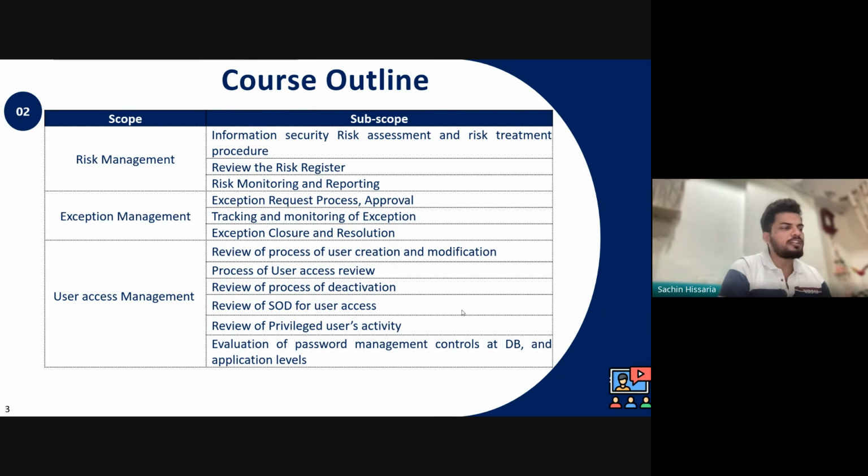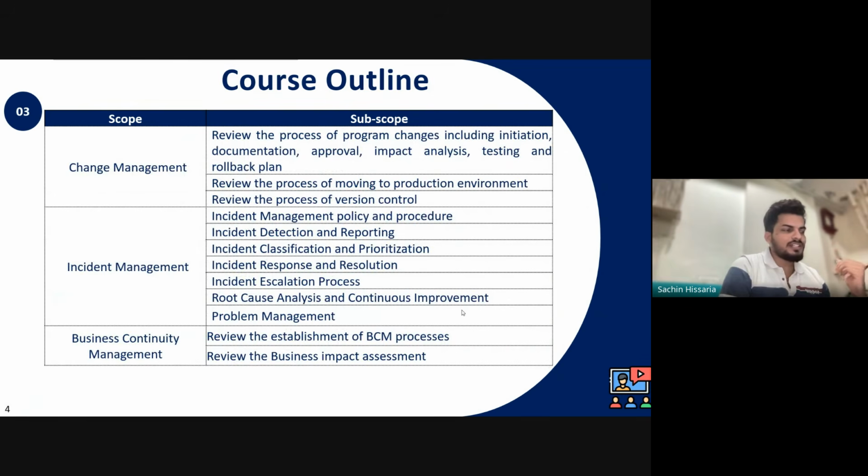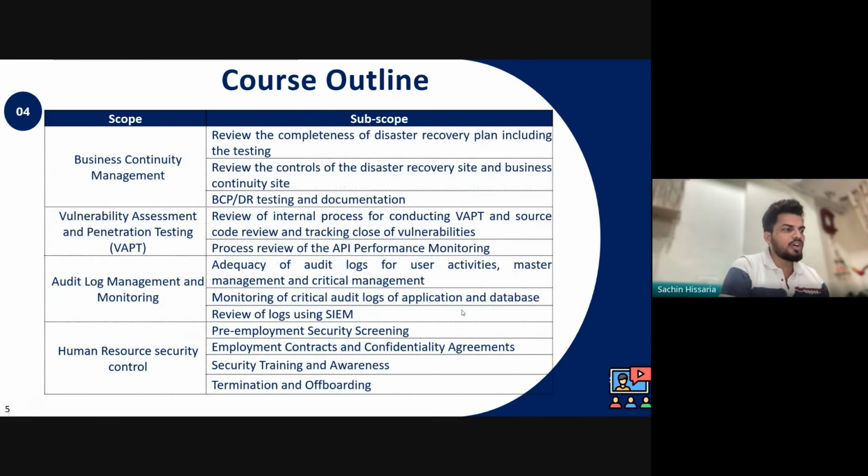Now, this is a very critical domain. So we discuss what to verify in user access management. We discuss the entire journey from the creation of an ID till the revocation of the ID, along with password management. So we discuss all of that. Then change management, incident management, BCP DR. These are the top domains of your ITGC audit, correct?